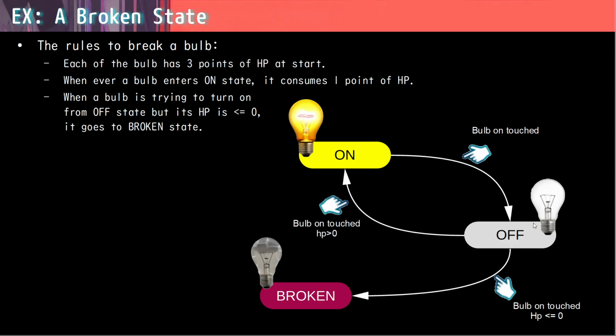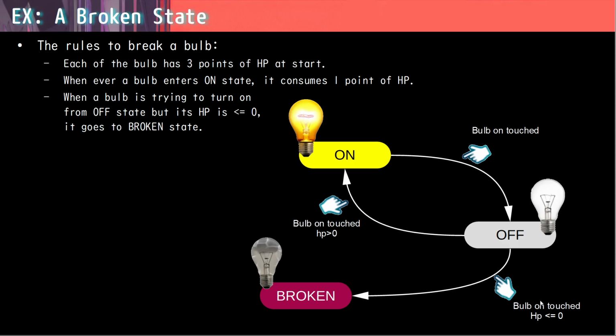If we turn off the bulb, there isn't any consumption of HP, because turning off is a very easy task. So we are not going to deduct any points. The second time you turn on, the HP goes from 2 to 1. The third time you turn on, the HP goes from 1 to 0. And the fourth time you turn on this bulb, your HP is equal to 0, so you cannot fulfill the condition to transit the state. You are not allowed to transit in this path.